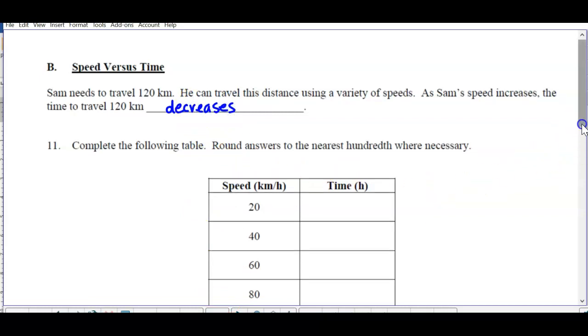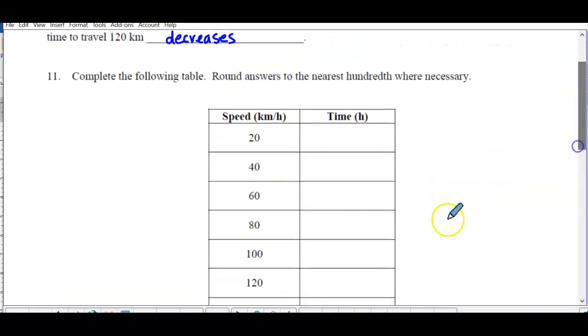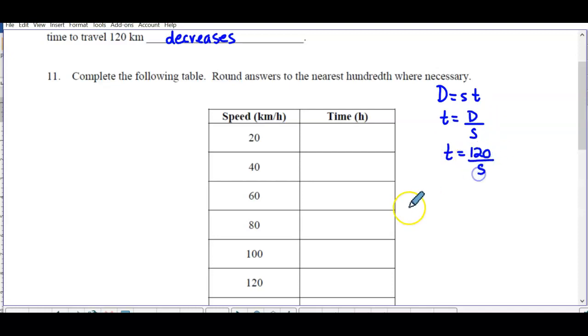So complete the following table, round answers to the nearest hundredth where necessary. So you really remember distance equals speed times time. So you're solving for time, so that's distance divided by speed. And distance is always 120 divided by your speed. So 120 divided by 20, okay, that's 6 hours. 120 divided by 40.